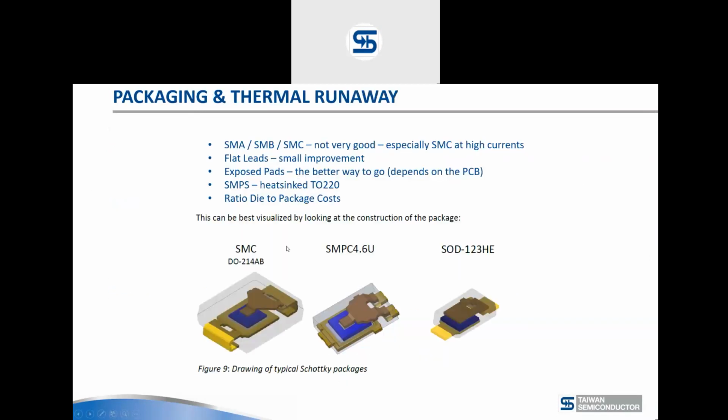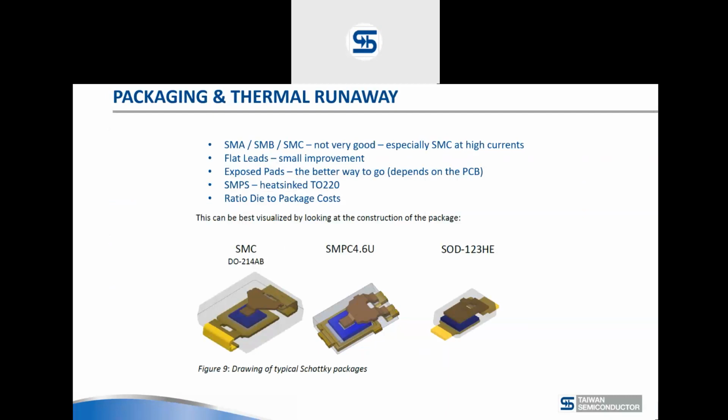Next slide, packages. So SMA, SMB, SMC have been available for 30 years. SMC especially, from a thermal runaway perspective, is probably the worst package on the market. With these older packages, every millimeter that the heat of the die, which is in blue in all these pictures, has to travel to the PCB adds Kelvin per watt of thermal resistance. So long leads are not desirable. They push up the junction temperature for no reason.